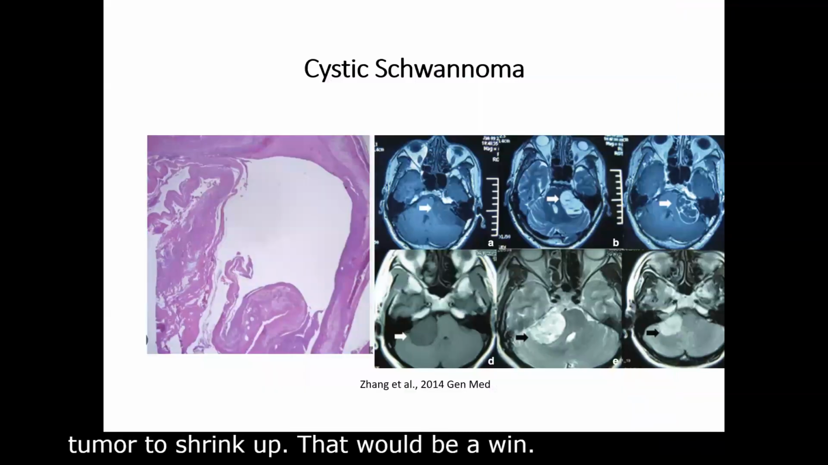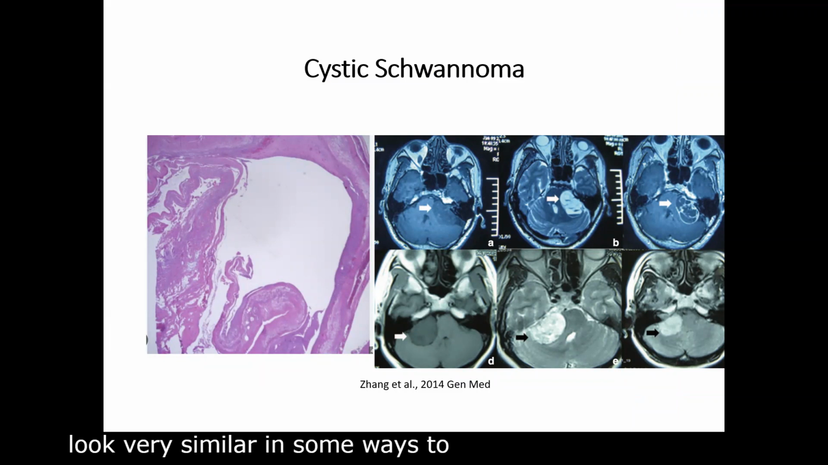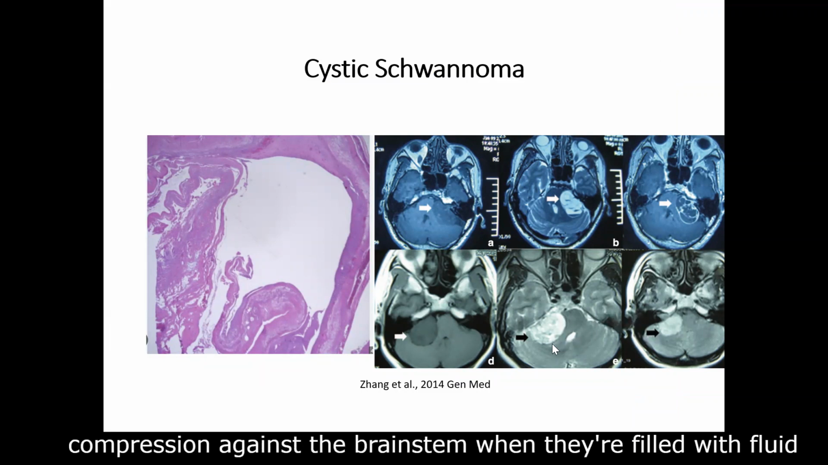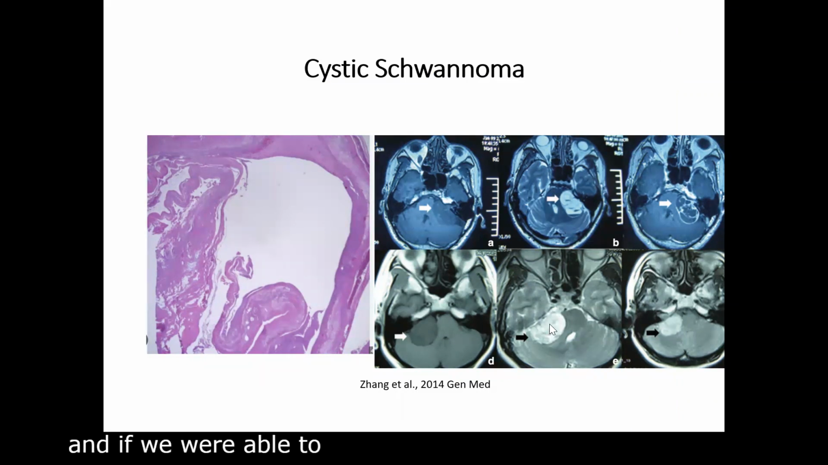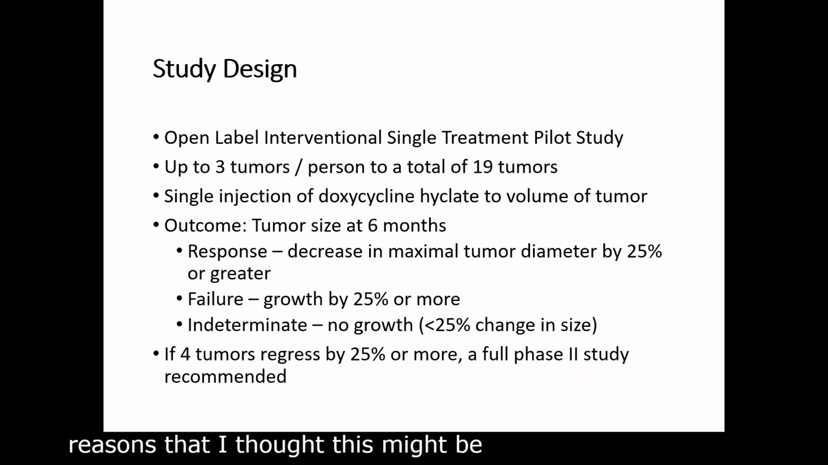Now, there are certain cystic types of schwannomas that actually have a lot of fluid in them and look very similar in some ways to the big neck tumor I showed you a minute ago. And these cystic schwannomas can have a lot of compression against the brainstem when they're filled with fluid. And if we were able to inject these tumors and cause them to scar up and shrink down, that would also be a fairly less invasive way of treating these than taking them out surgically. So those are the reasons that I thought this might be an interesting pilot to explore.